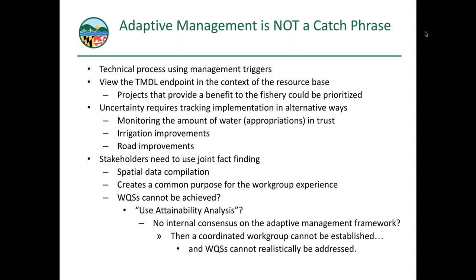This takes some creativity in terms of reporting. We can't report always just based on temperature. So does a county then report based on how much water is appropriated and put into trust? This is particularly relevant to the Western United States. So make sure it's flowing downstream. Are there irrigation improvements going in the county to reduce the amount of water usage?